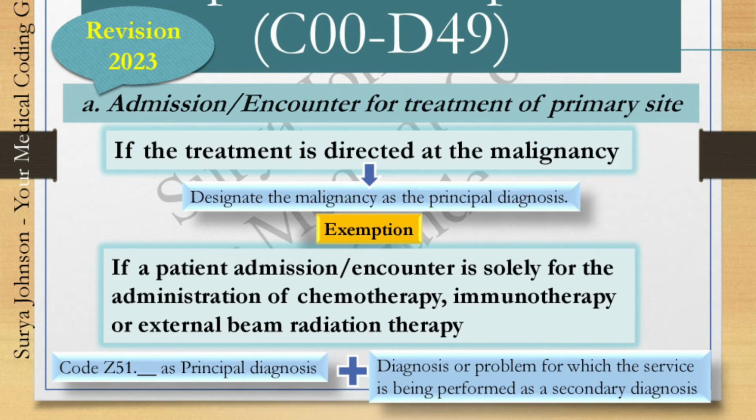What is the exemption? If the admission or encounter is solely for the administration of chemotherapy, immunotherapy or external beam radiation therapy, in that scenario you will not code the malignancy as the principal diagnosis. You will go for the Z51 series as the principal diagnosis, followed by the diagnosis of the problem for which the service is being performed as a secondary diagnosis. So, the neoplasm, in this case the malignancy, will be the secondary diagnosis if the treatment is for administration of chemotherapy, immunotherapy or external beam radiation therapy.